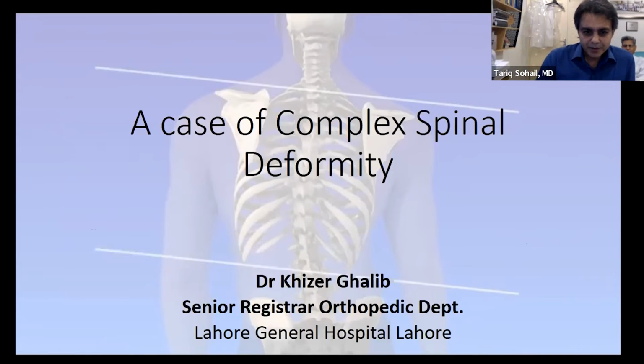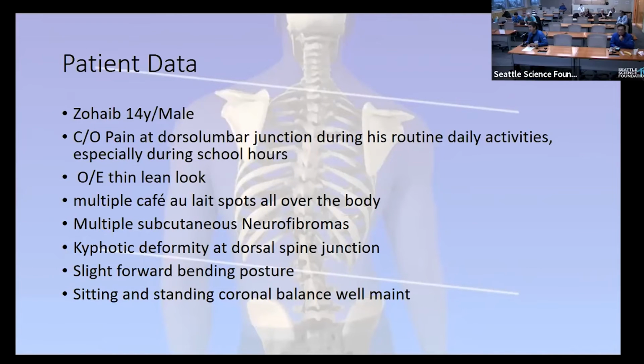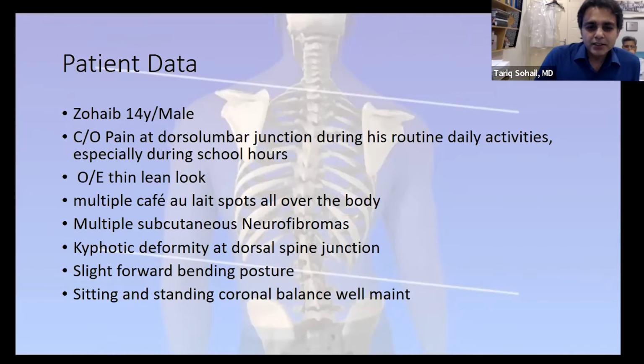So coming to the case, we had a young male, 14 years old. He came to us with pain in his thoracolumbar junction. Am I clear? Yes. You're coming in nicely. So this young lad had pain in his thoracolumbar junction, aggravated whenever he stood or walked, and he looked pretty thin and lean.